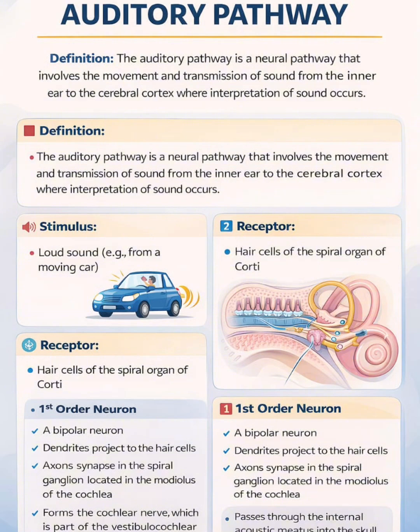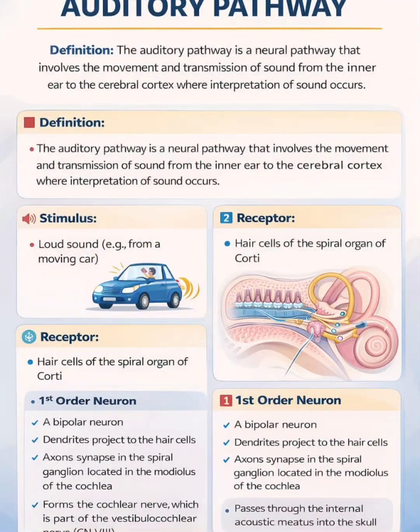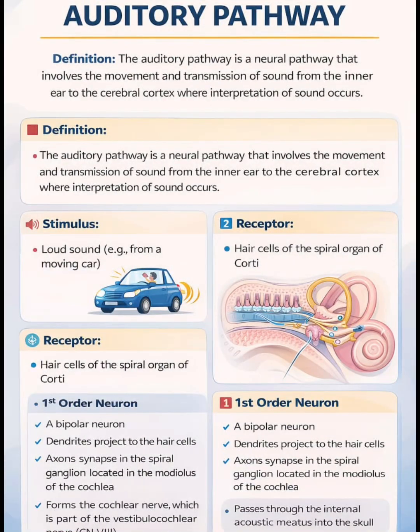Where is the spiral ganglion located? In the modiolus of the cochlea. The modiolus of the cochlea. That is where the spiral ganglion is located. So that is where it takes its first stop. Now, from that first stop, the fibers from that spiral ganglion fuse together to form what we call the cochlear nerve.